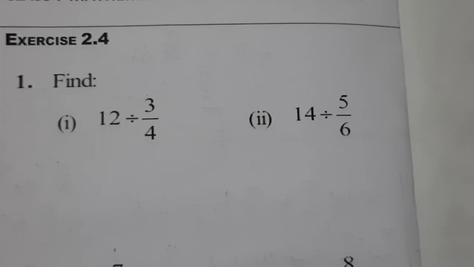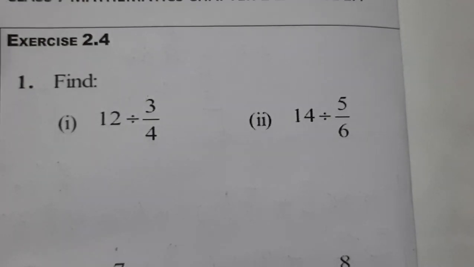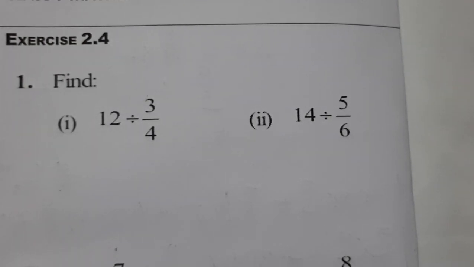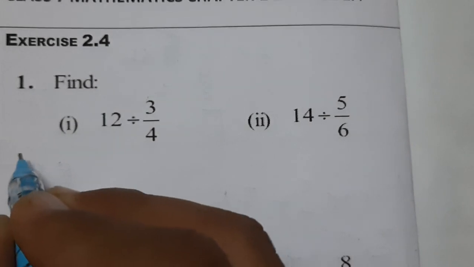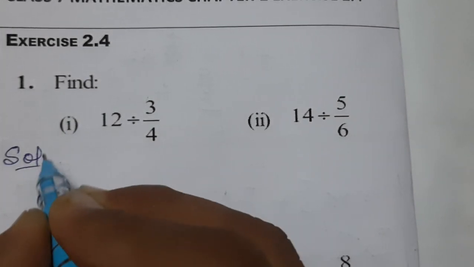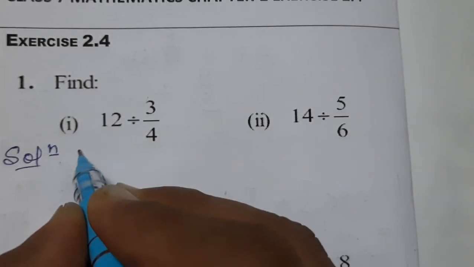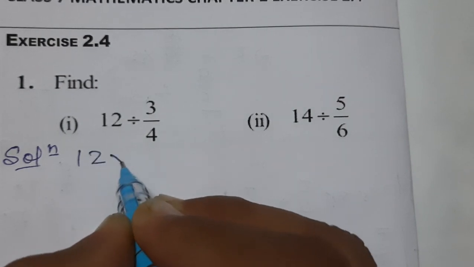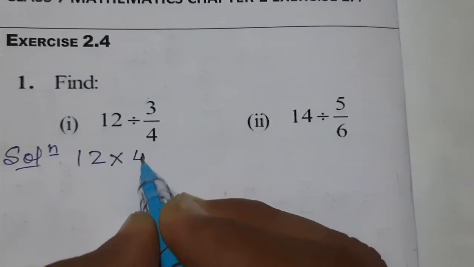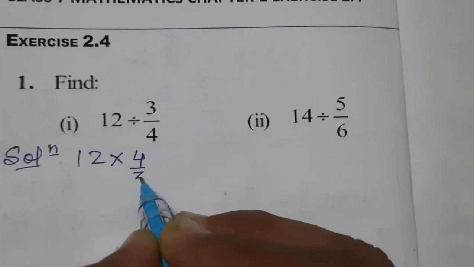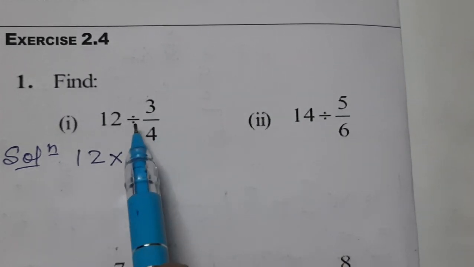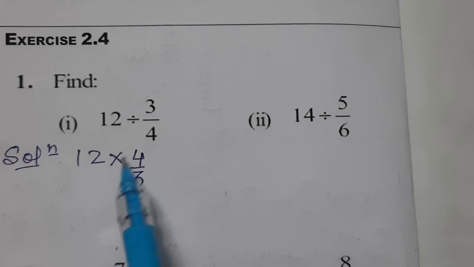Now let us start exercise 2.4. The same division of fractions we have to study. So let's do some questions. Question number 1. Find 12 divided by 3 by 4. Solution. You know how to do it, children? 12, divide is changed to multiplication. Take the reciprocal of 3 by 4, which is 4 by 3. Whenever divide is there, change it first into multiplication and take the reciprocal of the right hand side always.